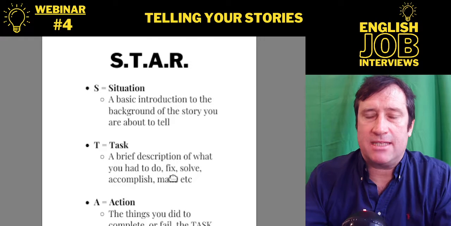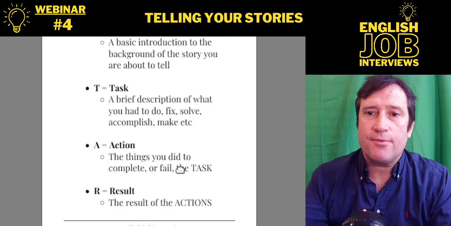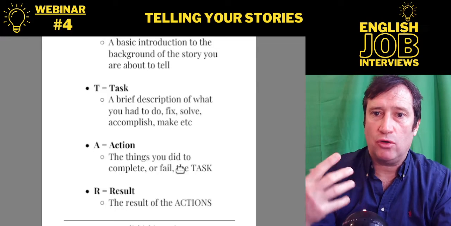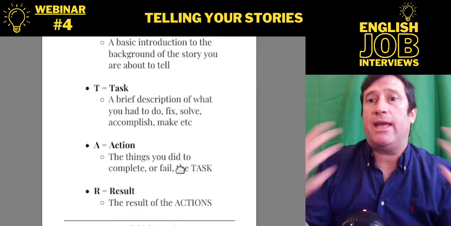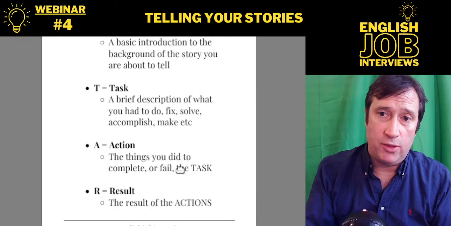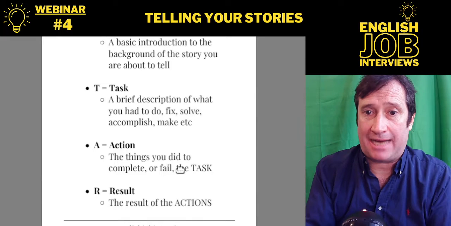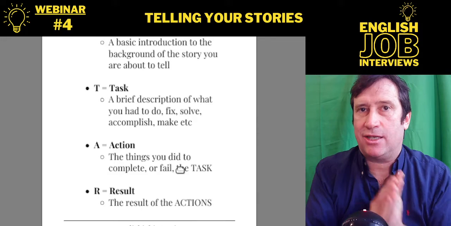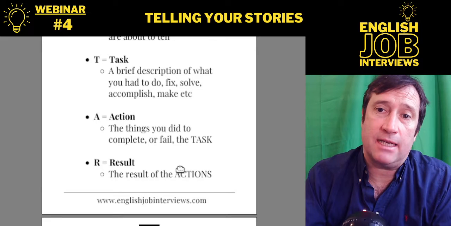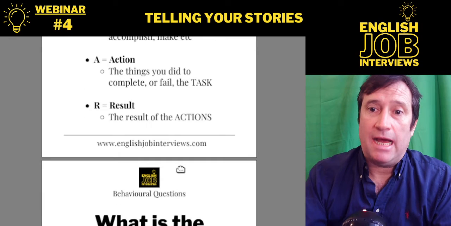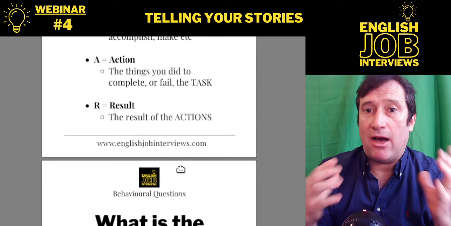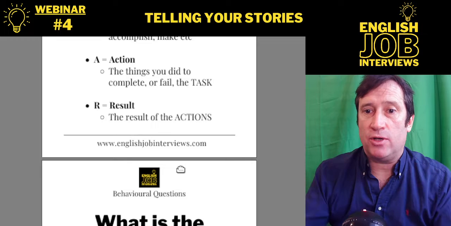The next element is task. And task is a brief description of what you had to do, what you had to fix or solve, so basically why it's happened, what's changed in the situation that's going to require you to act. And the third one is action. And these are the things you actually did to complete the task, or may possibly fail. If that's the story, that's okay. And then finally, the result. And the result should also be very brief. Now, the action is where you really want to be focusing.